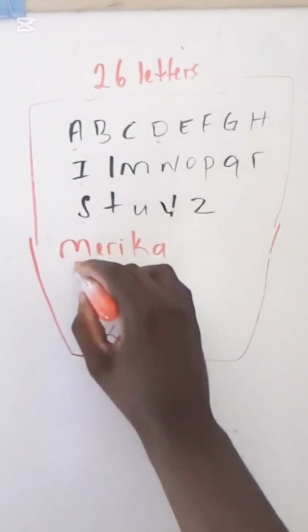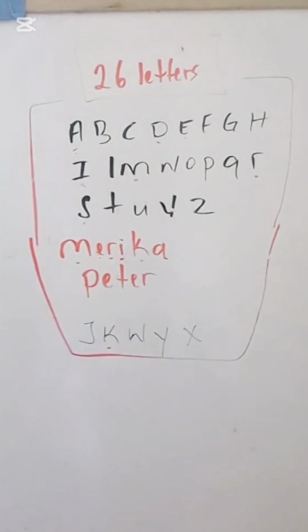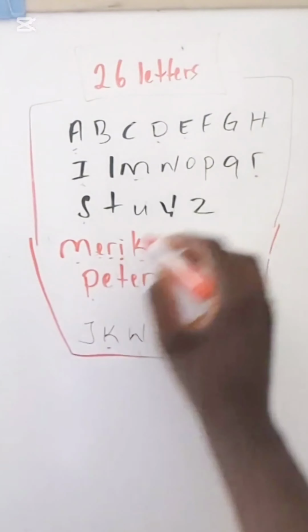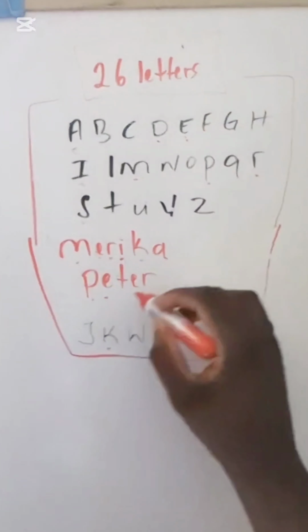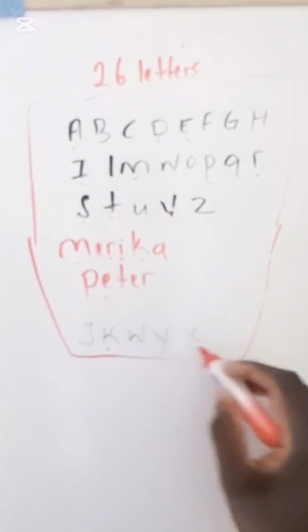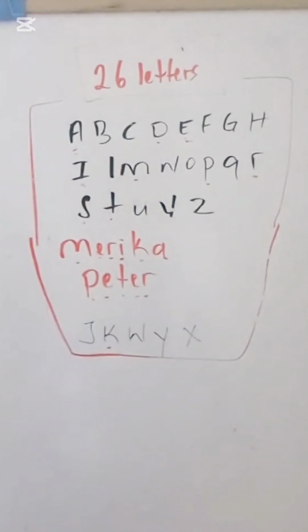This M, you can see this M. This E, you can see this E. This R, you can see this R. This I, you can see the I. The K, you can see the K. The A, you can see the A. The P, you can see the P. The E, you see the E. The T is right there. The E is there again. And the R, you see the R.